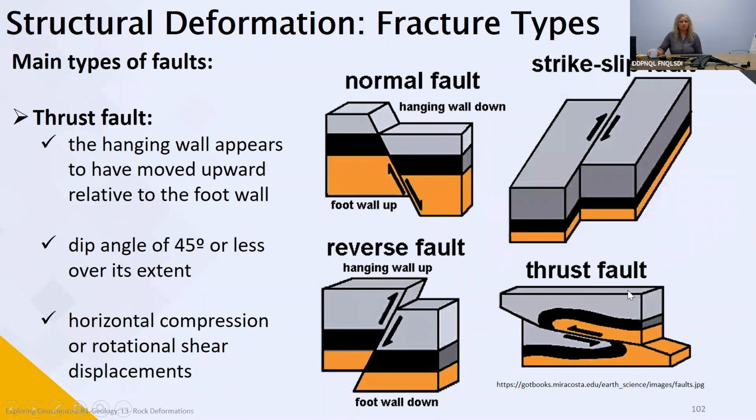The next one is the thrust fault. In the thrust fault, the hanging wall appears to have moved upward relative to the footwall, and the big difference between the reverse and the thrust fault is their dip angles here along the side. They have to be 45 degrees or less. So that's what we call also low-angle faults, where the horizontal compression or rotational shear displacement is very steep.